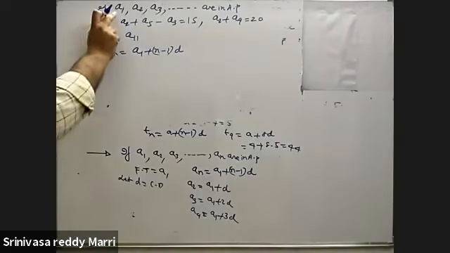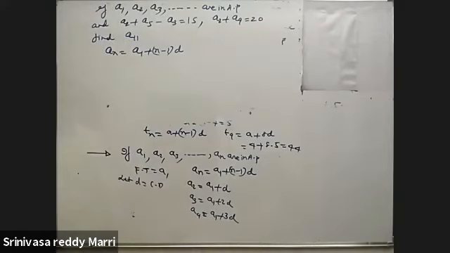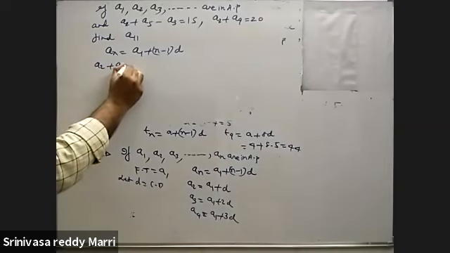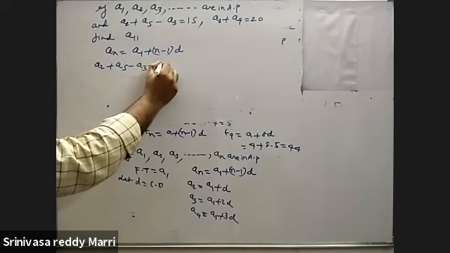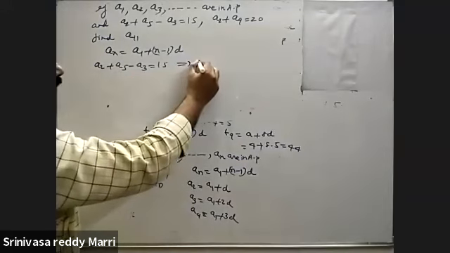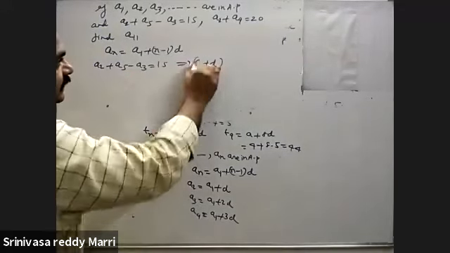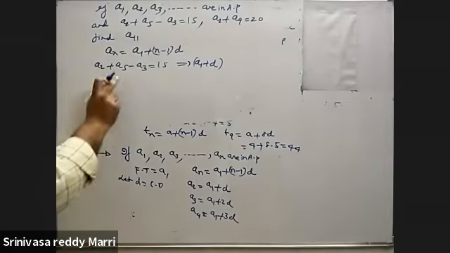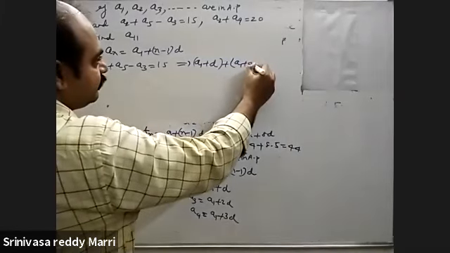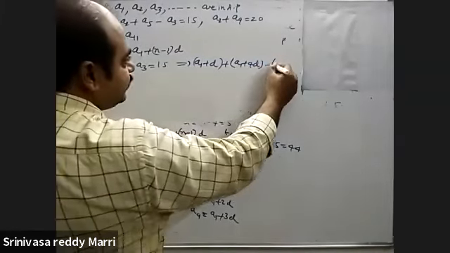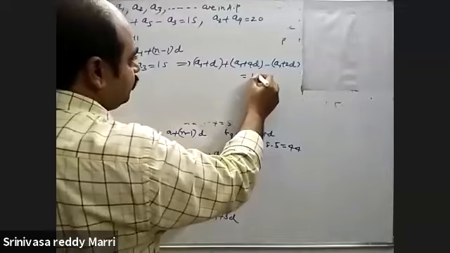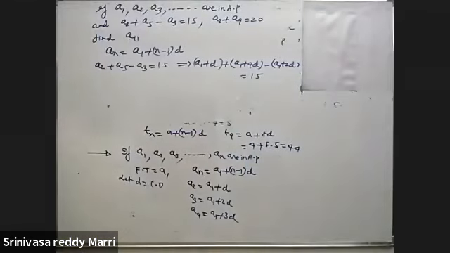The first term is A1. Let us say the common difference is D. Given the first relation, look at A2 plus A5 minus A3 equal to 15. Now what is A2? Substitute n equal to 2: A1 plus D. A2 is A1 plus D. Now A5 is substitute n equal to 5: A1 plus 4D, minus A3, equal to 15. So this is the relation given.